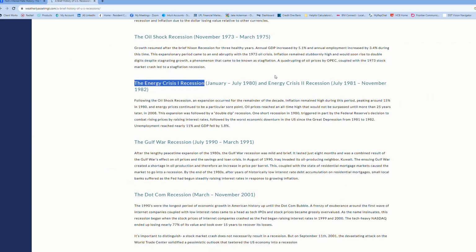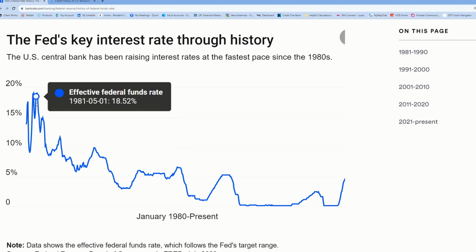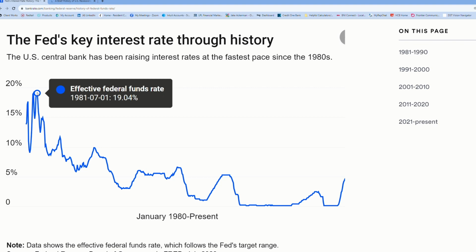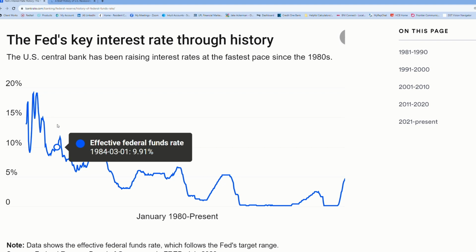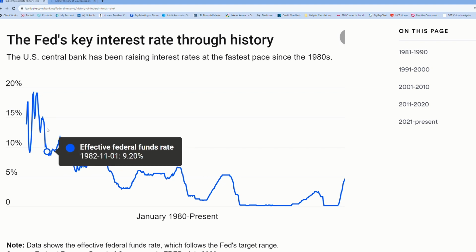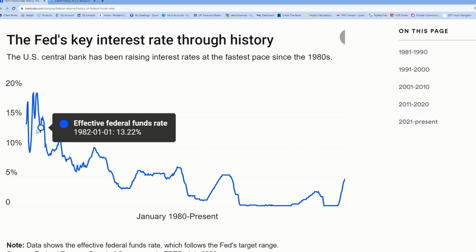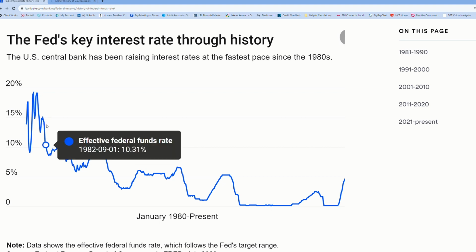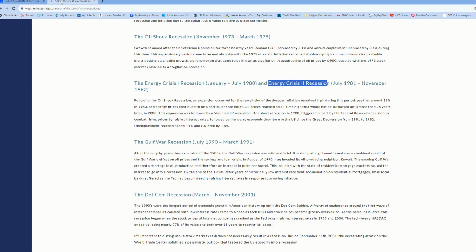And next one, energy crisis number 2, July 1981 to November 1982. July 1981, right here at the top of the rate hikes, until November 1982. And again, they didn't really know that we were in a recession. They were doing two things. They were battling massive inflation, so they had to keep raising rates, but had to balance it with cutting rates because it kept pushing us into a recession.